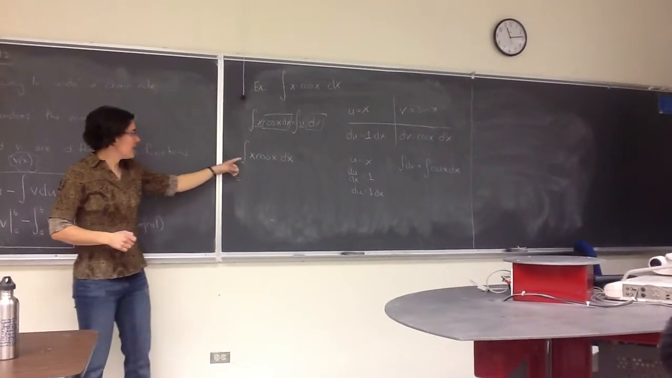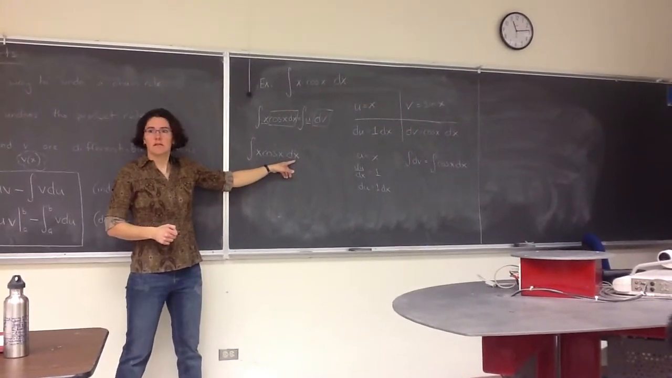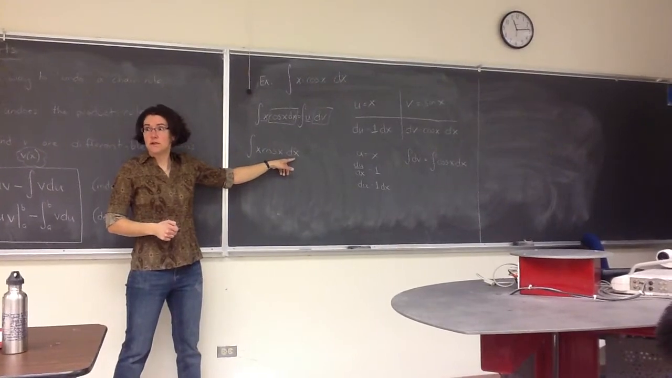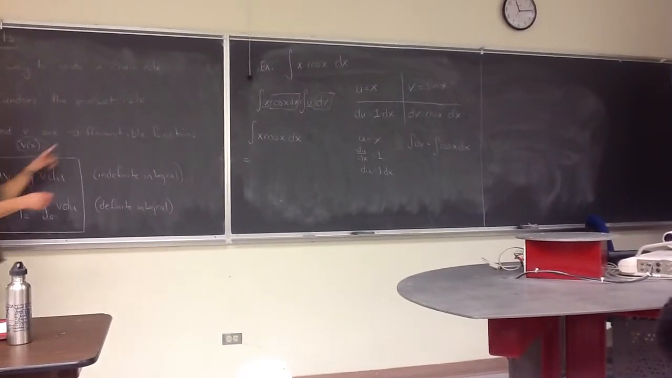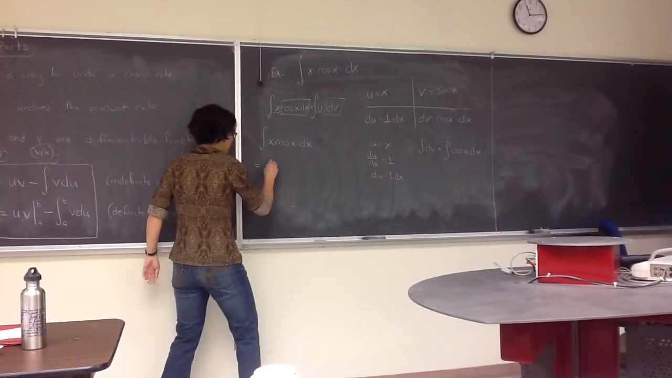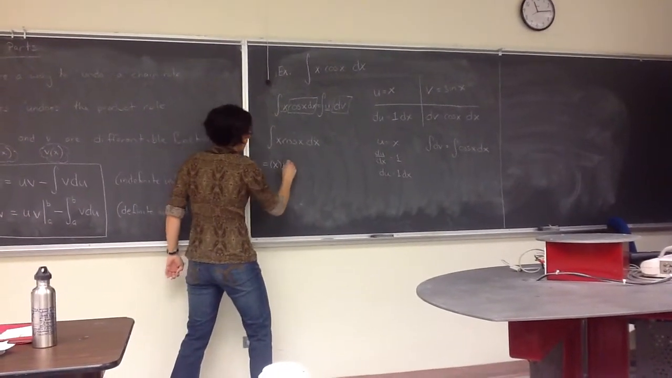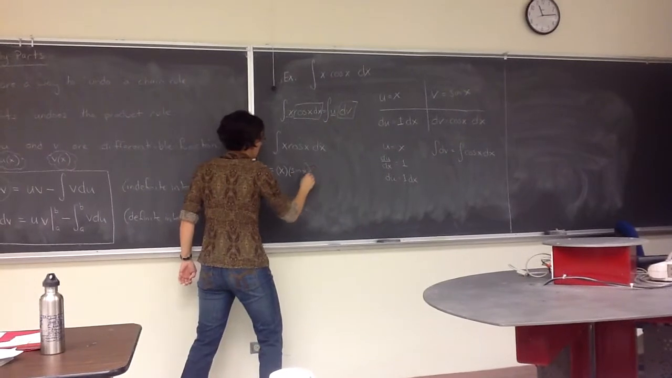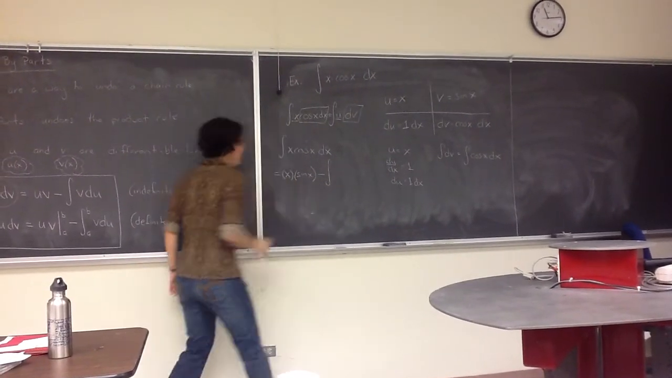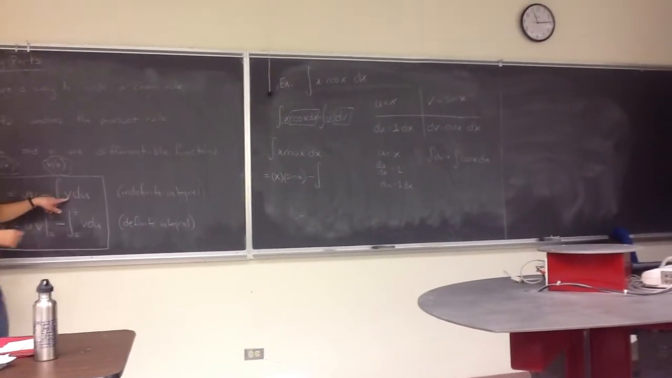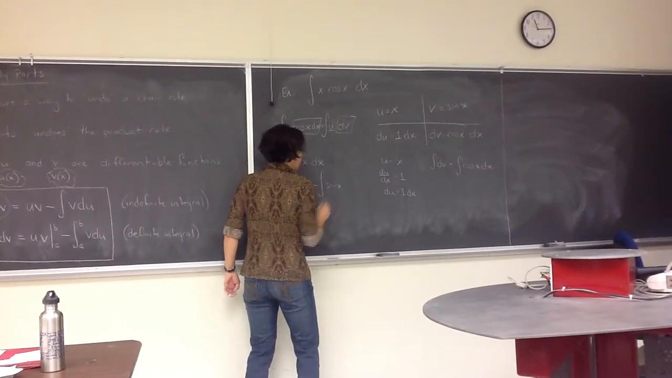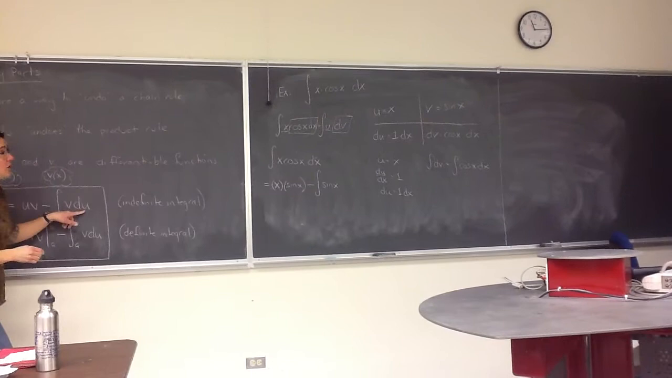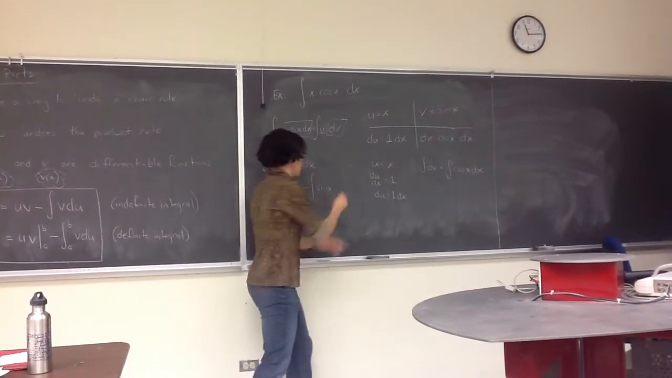So the integral of x cosine x dx, the integral of u dv, is equal to uv, so u is x, times v, which is sine x, minus the integral of v, sine x, du. du is 1 times dx.